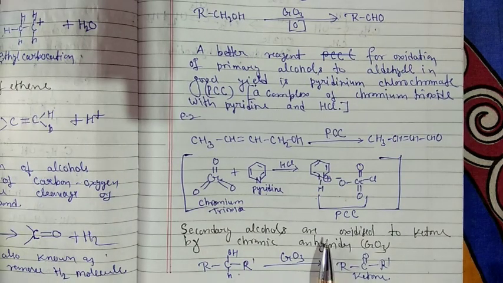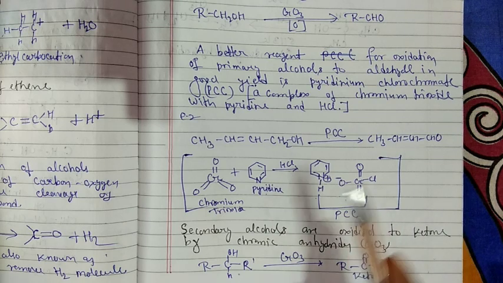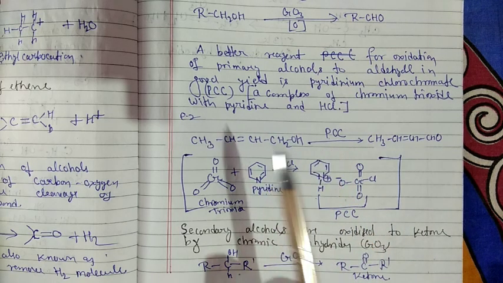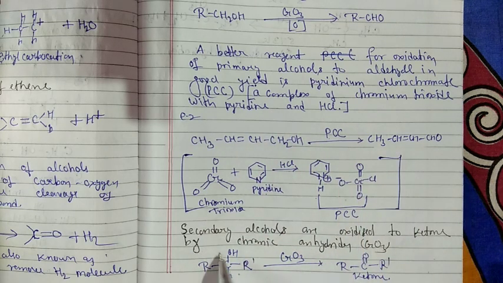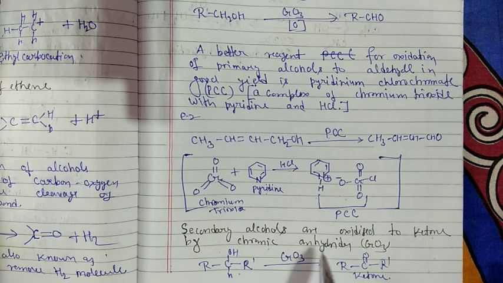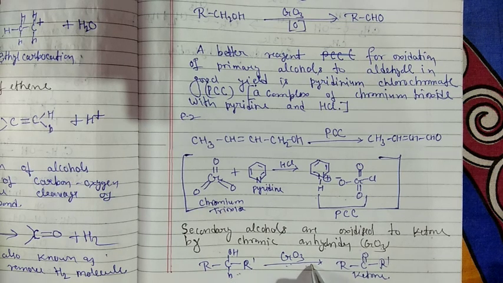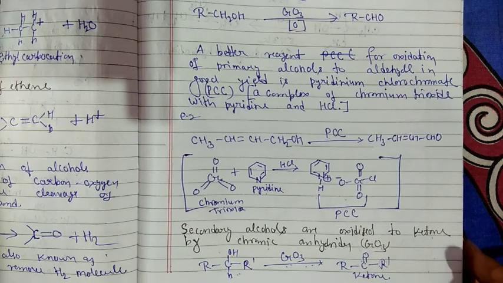Then secondary alcohols are oxidized to ketones. You see in all these reactions, primary alcohols give either aldehydes or carboxylic acid, but secondary alcohols are oxidized to ketones by chromic anhydride, CrO3. So we take a secondary alcohol, which is oxidized in the presence of chromic oxide to form a ketone, R-CO-R.